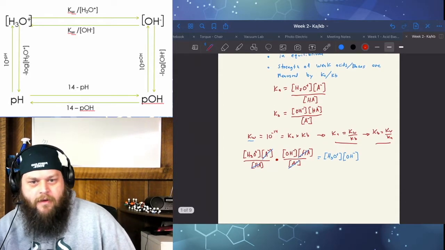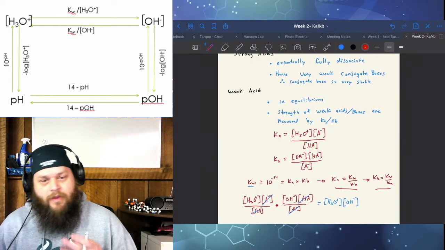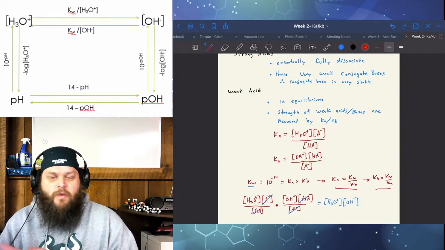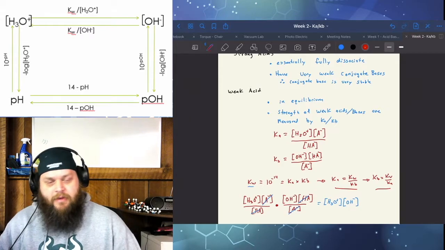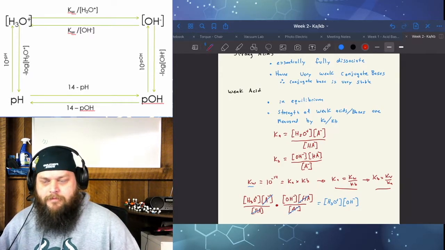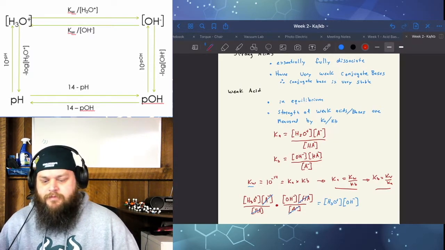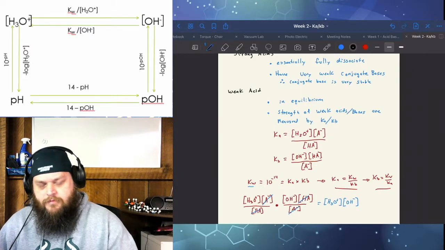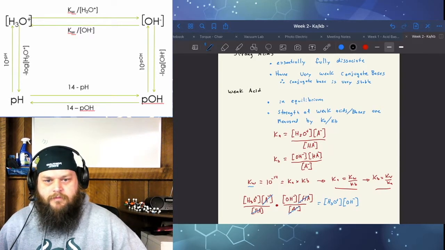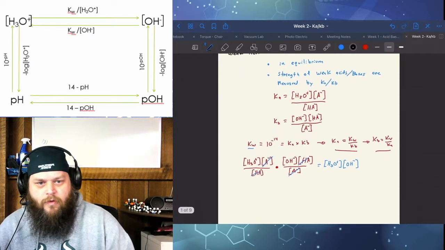One more topic. Any questions on that? Kind of what I've gone over, the idea of strong acids, strong bases, weak acids, weak bases, and the relationship of Ka, Kw, and Kb. If not, I'm going to move on.